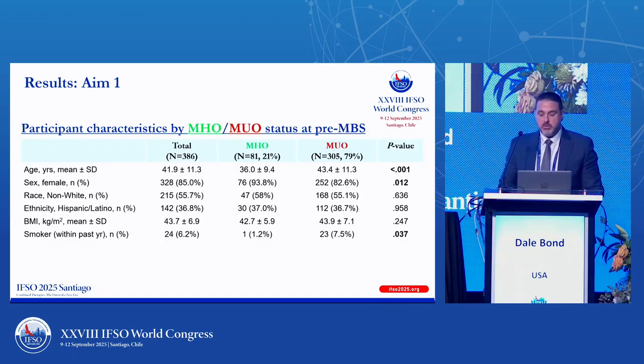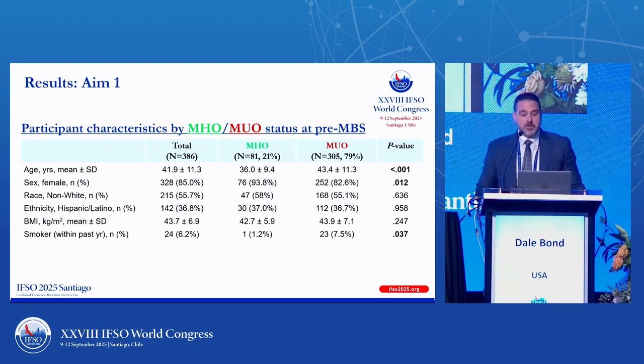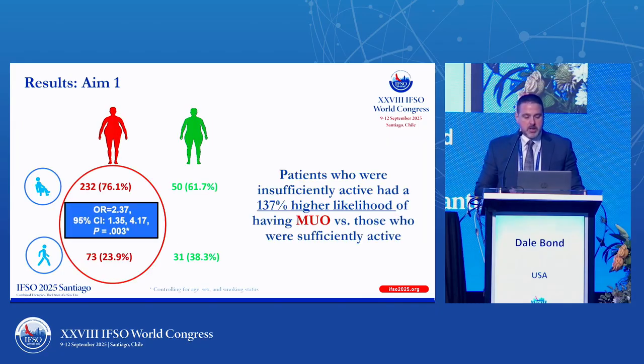So for aim number 1, we saw that about 21% of participants before surgery had the MHO phenotype. On average, these participants were younger, there was a higher percentage of females, and they were less likely to report smoking during the first year before surgery. However, they were similar on race, ethnicity, and BMI. So in support of our hypothesis, we found that patients who were insufficiently active before surgery had a 137% higher likelihood of having the metabolically unhealthy obesity phenotype versus those who were sufficiently active.